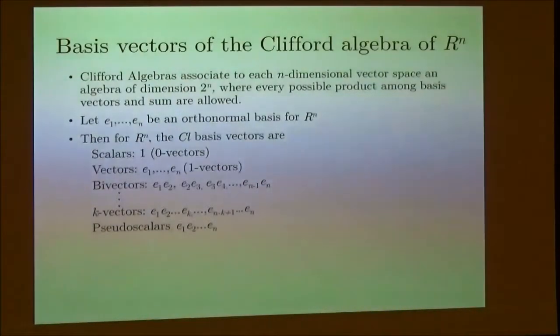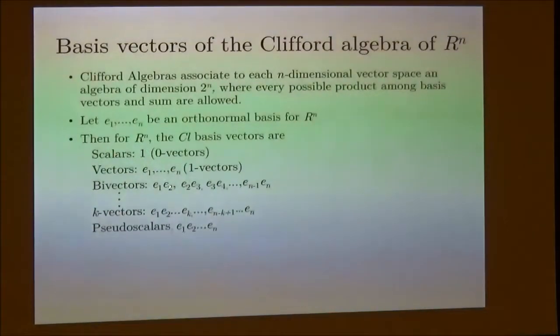Okay, so let's look at Rn. For Rn, we have the dimension of the Clifford algebra as 2 power n. If E1 to En is an orthonormal basis for Rn, then we can get k-vectors from that. So the 0-vector, there'll be only 1, that's 1. You have individual basis vectors, which are called 1-vectors, or just the vectors from E1 to En.